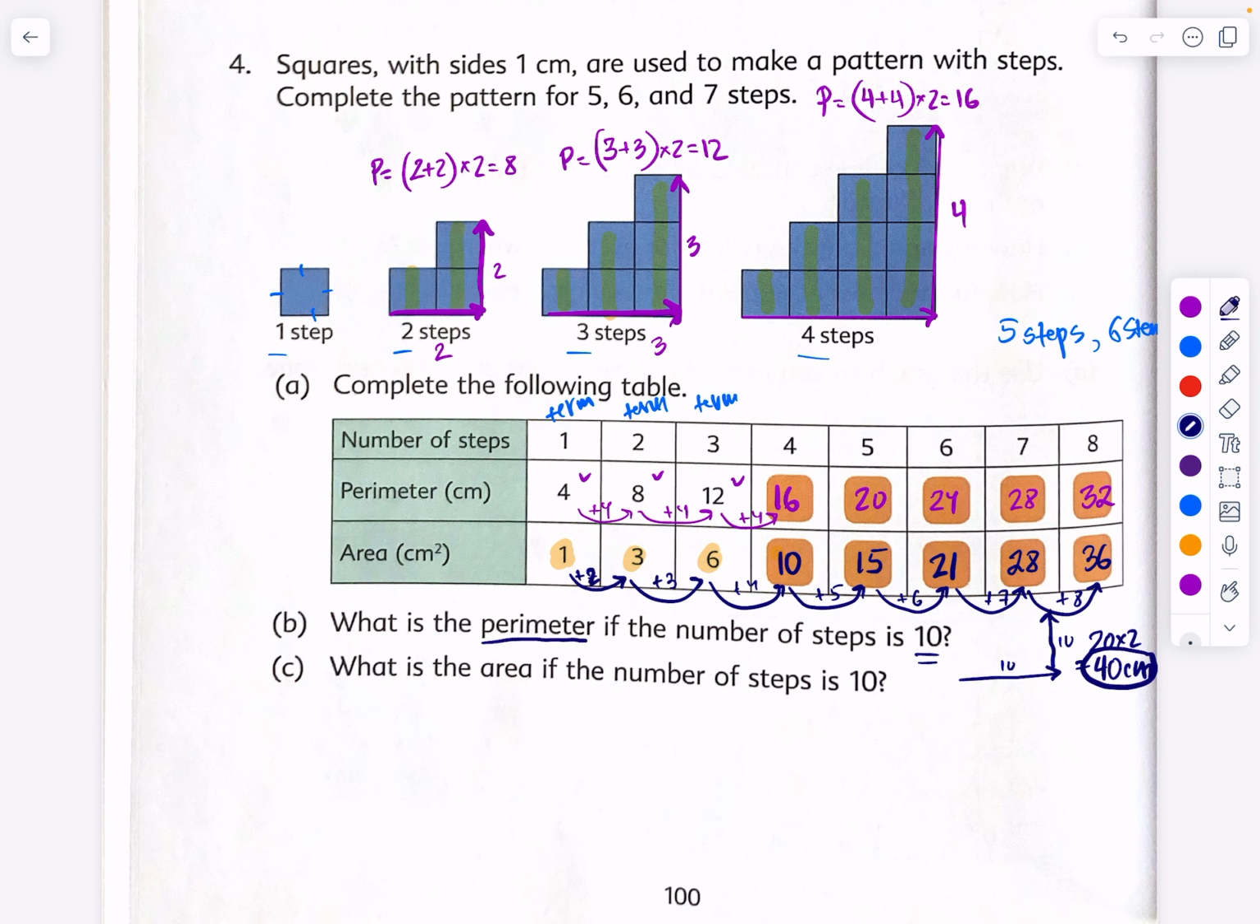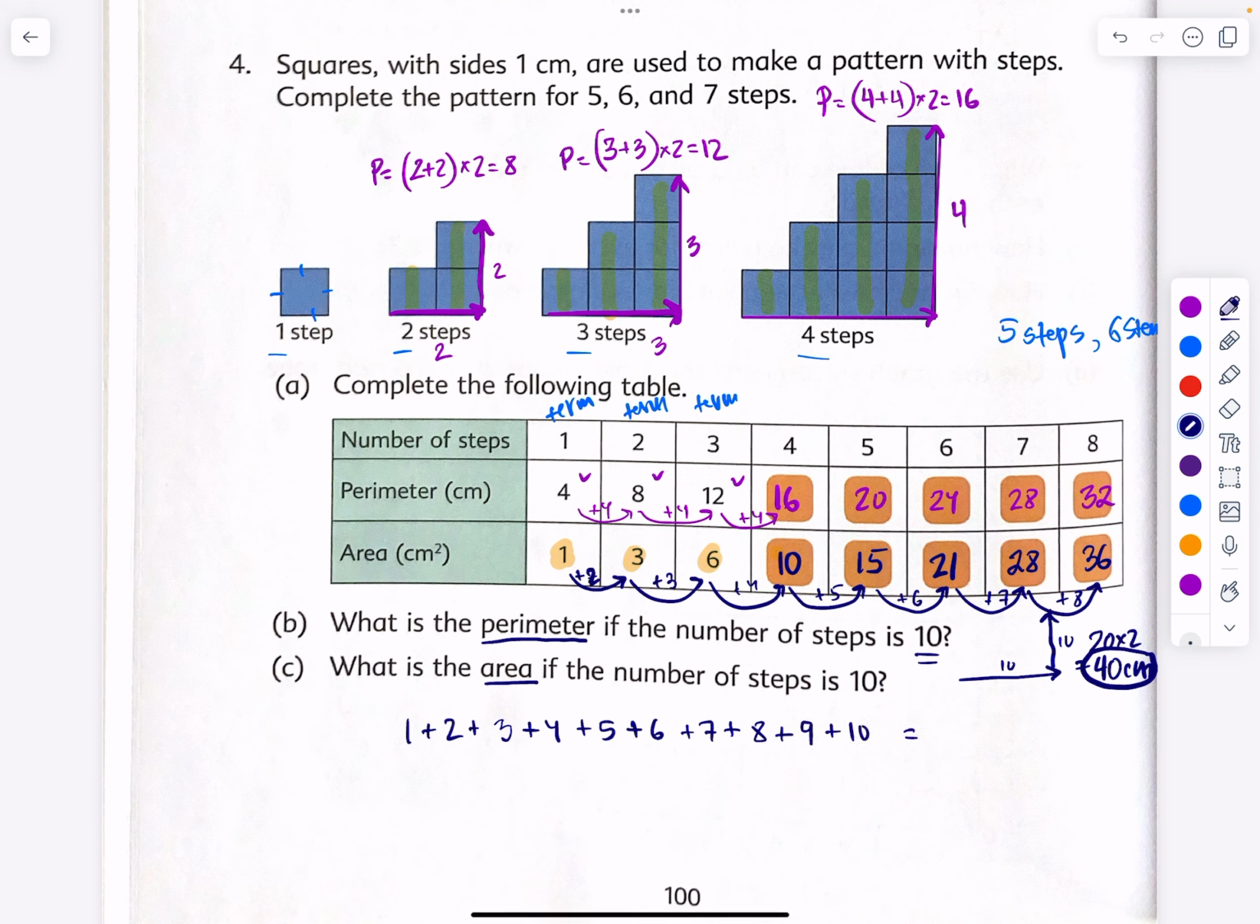What will be the area? What will be the area if the number of steps is 10? Remember how we figured out each new step. It was 1 step plus 2 steps plus 3 steps plus 4 plus 5 plus 6, right? Plus 7 plus 8 squares in additional layer, plus 9 plus 10. So this is going to be the structure with 10 steps, right? 1 step, 2 steps, 3 steps, 4 steps, going up, up, up, up, up.